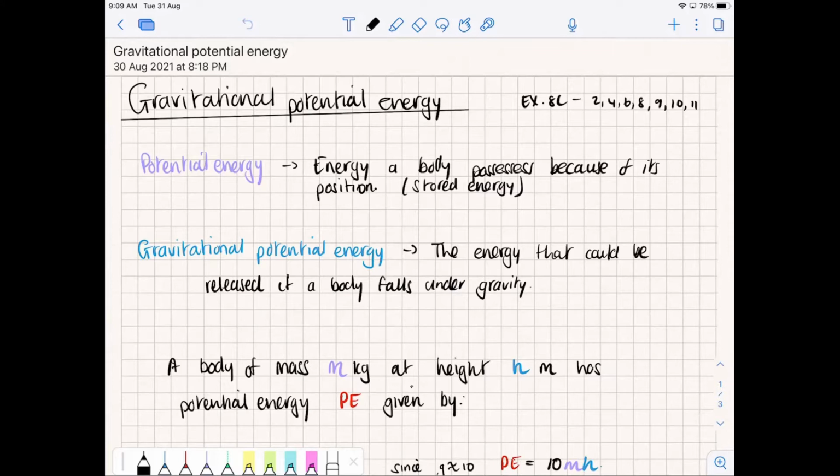Now, to make life easier, we're just going to look at gravitational potential energy, and that's kind of easy because it is very logical. It's very simply the amount of energy that something has based on gravity, because we all know gravity pulls.